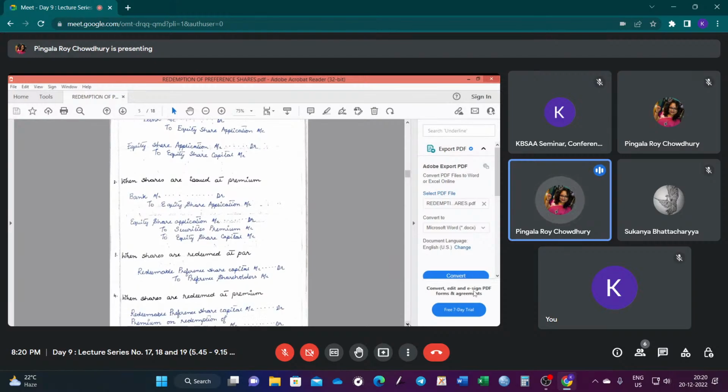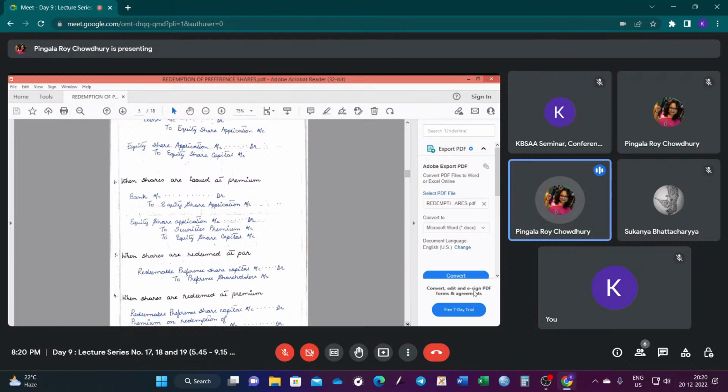Now coming down to redemption. We are done with issue. Now we are coming down to redemption. So when we are redeeming shares at par, the account which is created is redeemable preference share capital account debit.